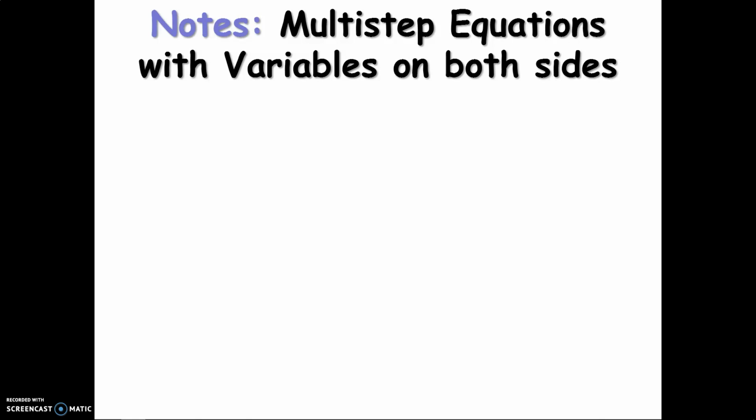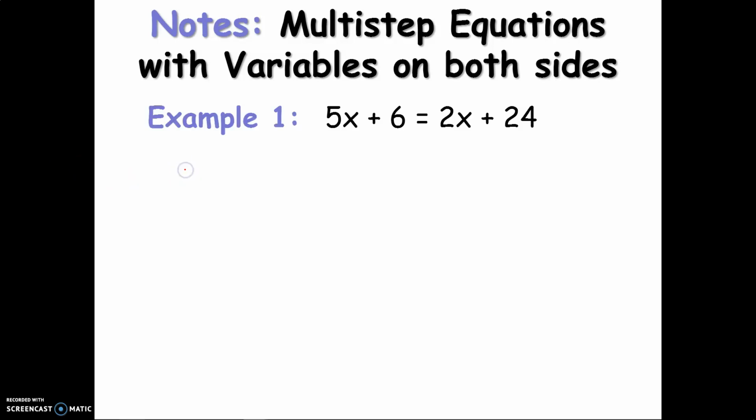The focus of this video lesson is multi-step equations with variables on both sides. Example 1. 5x plus 6 is equal to 2x plus 24. Now, just like before, our objective is to isolate the variable x. But in this case, we have x's on both sides of the equal sign.